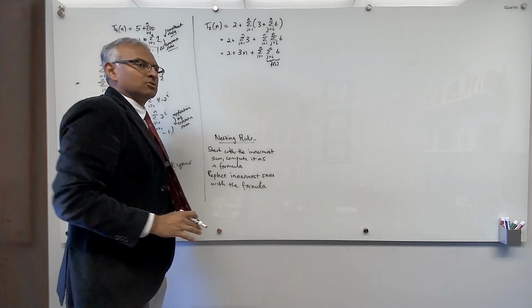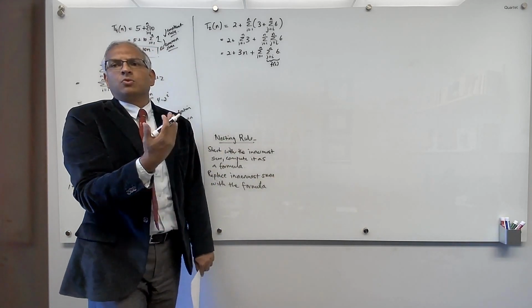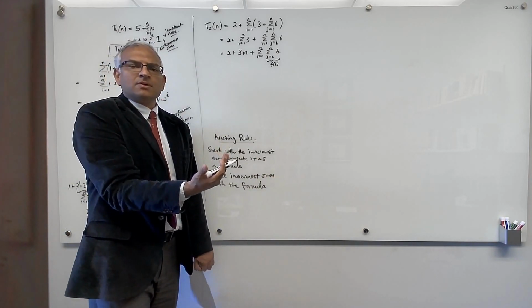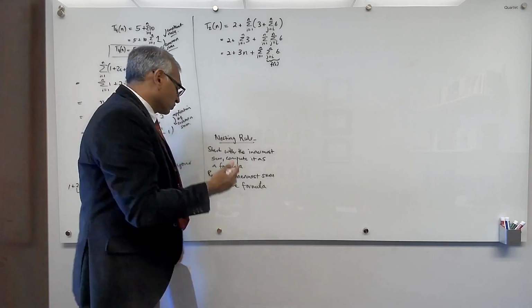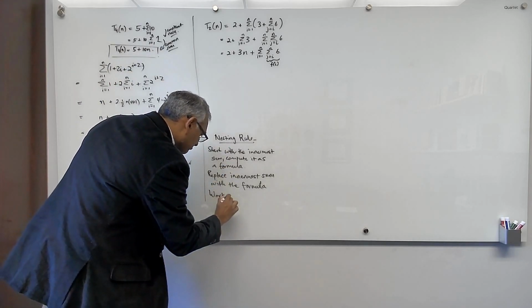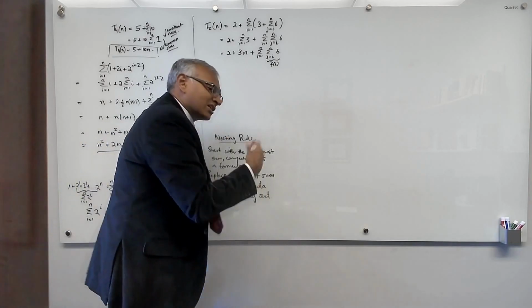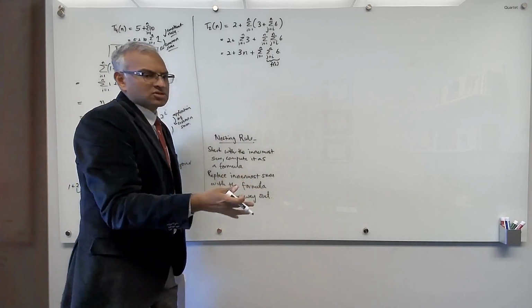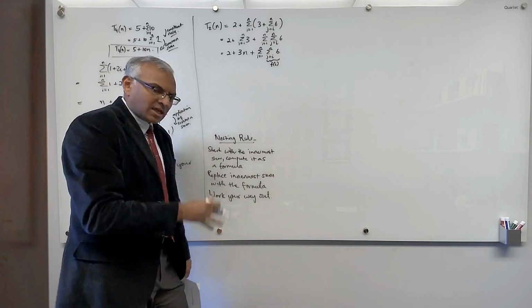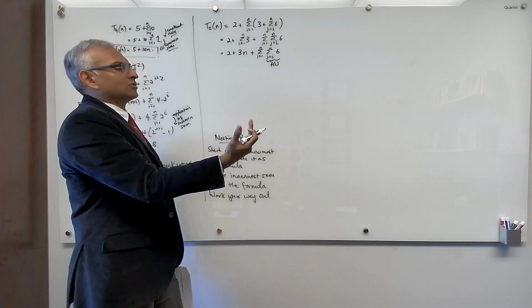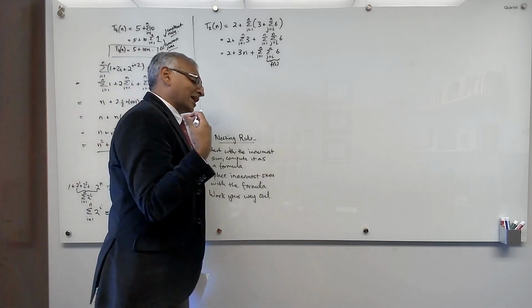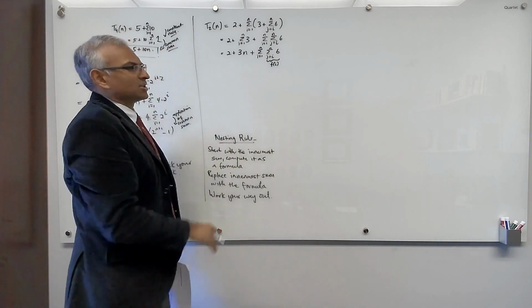Replace the innermost sum with the formula, and then continue to work outwards from the innermost sum to the outermost sum. So if you still have nested sums, then you do the innermost sum again, replace it with a formula, and again, and again, until you get to the outermost sum, at which point you just have that sum to do, and you're done. So let's see how that works here.